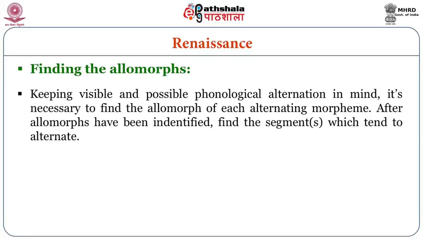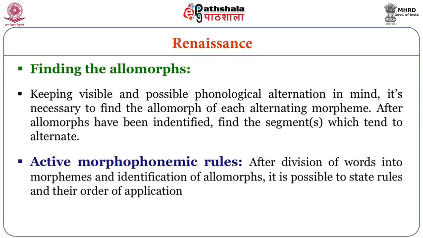Now, keeping visible and possible phonological alteration in mind, it's necessary to find the allomorph of each alternating morpheme. After allomorphs have been identified, find the segment or segments which tend to alternate. That is finding the allomorphs. Then we have active morphophonemic rules.